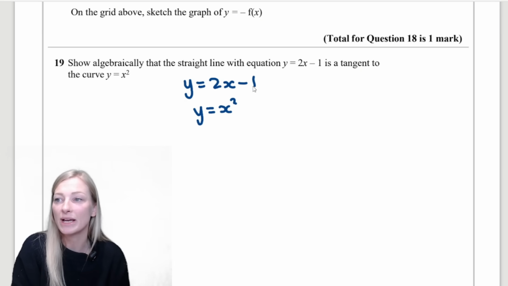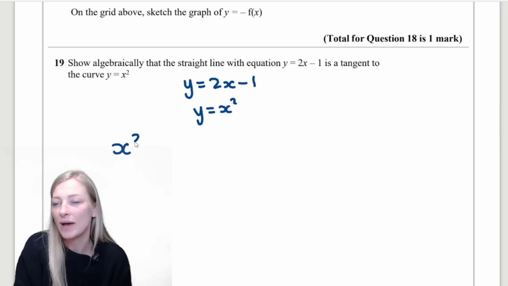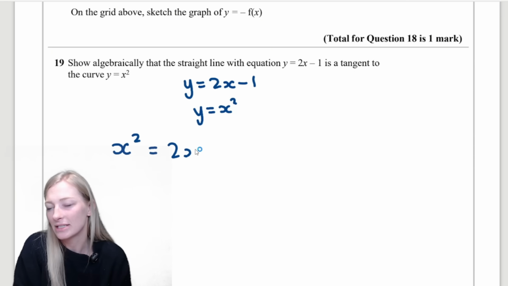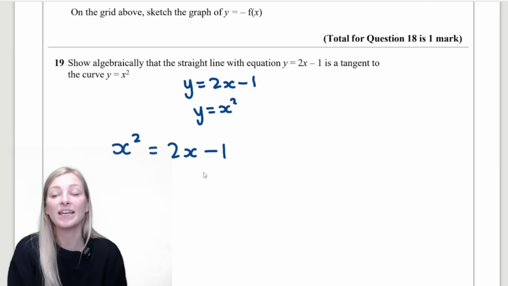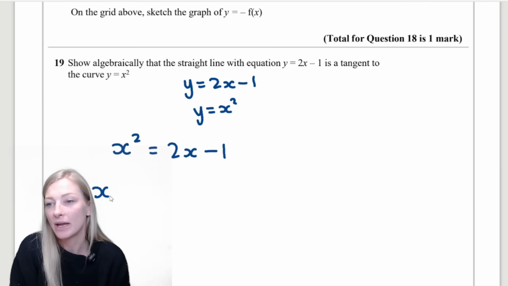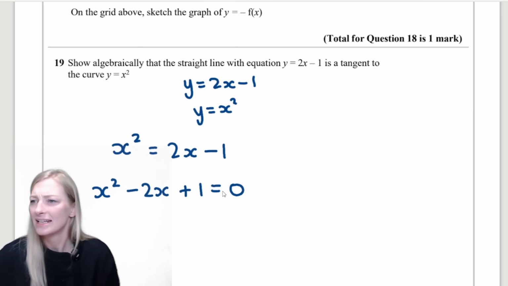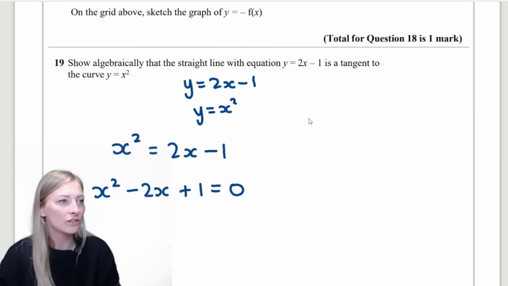If y equals 2x minus 1 and y also equals x squared, then x squared can equal 2x minus 1 at the points of intersection. And to solve this, again, this is a quadratic, so we're going to make it equal 0, take away 2x from both sides and add 1, and you should be left with this. Now, how are we going to show that it's a tangent?